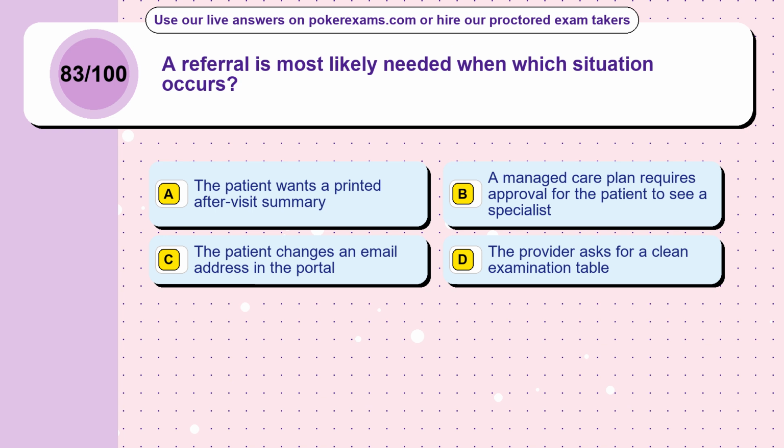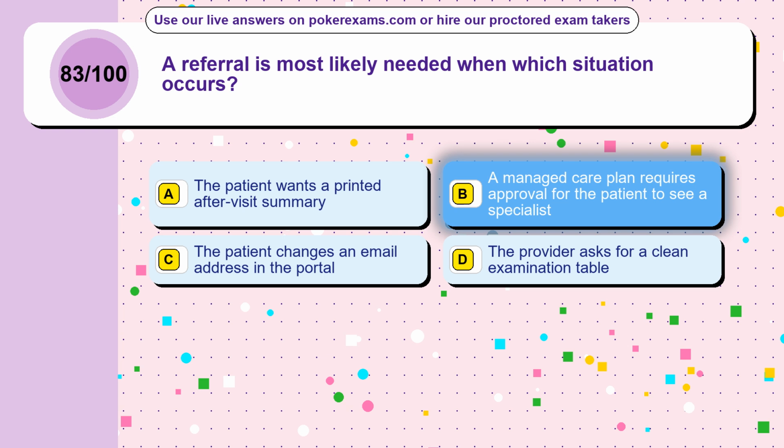Option A. The patient wants a printed after-visit summary. Option B. A managed care plan requires approval for the patient to see a specialist. Option C. The patient changes an email address in the portal. Option D. The provider asks for a clean examination table. The correct answer is option B. A managed care plan requires approval for the patient to see a specialist.